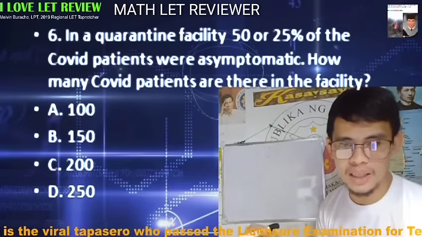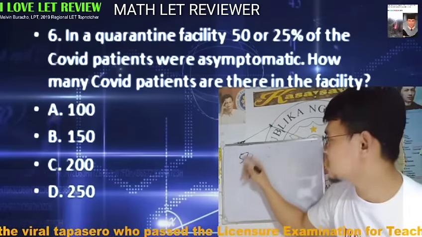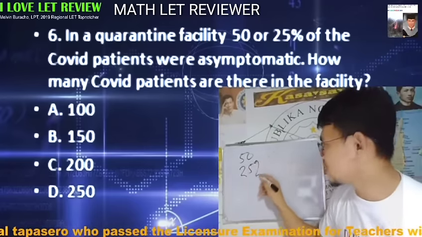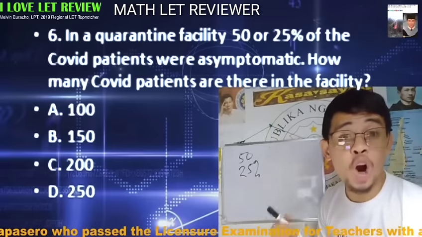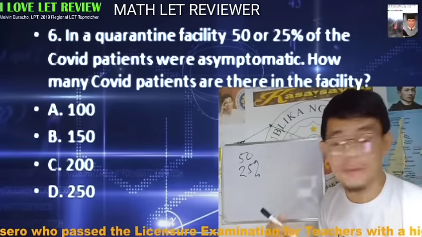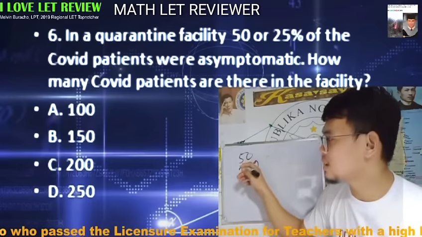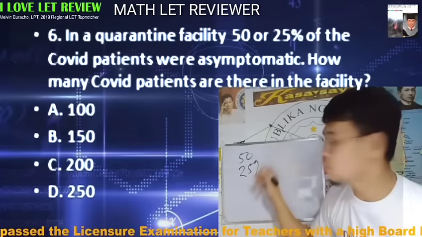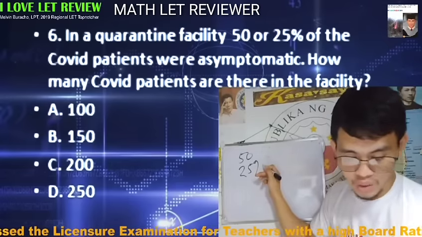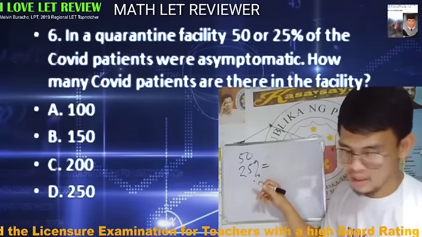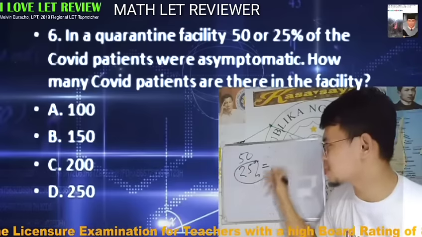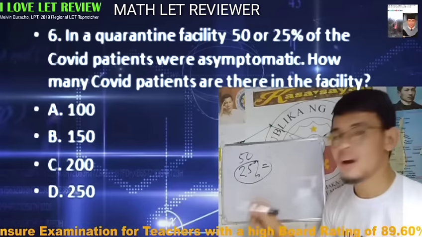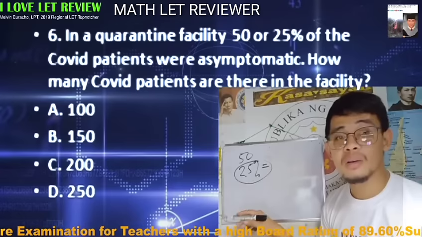In a quarantine facility, there are 50 daw, and this 50 is just equal to 25%. Now, the question is, how many COVID patients are there in the facility? If 50 is just 25% of the overall total of the patients, therefore, what to do? You're just going to do this one. How many 25% are there in 100? Am I correct if I'm going to say 4?